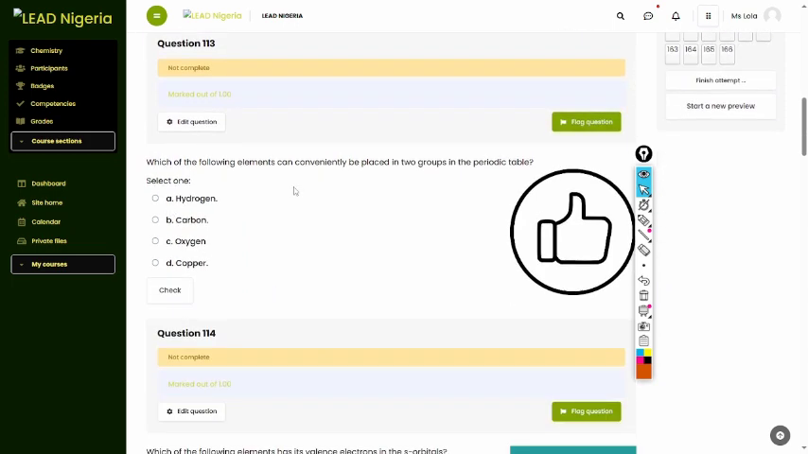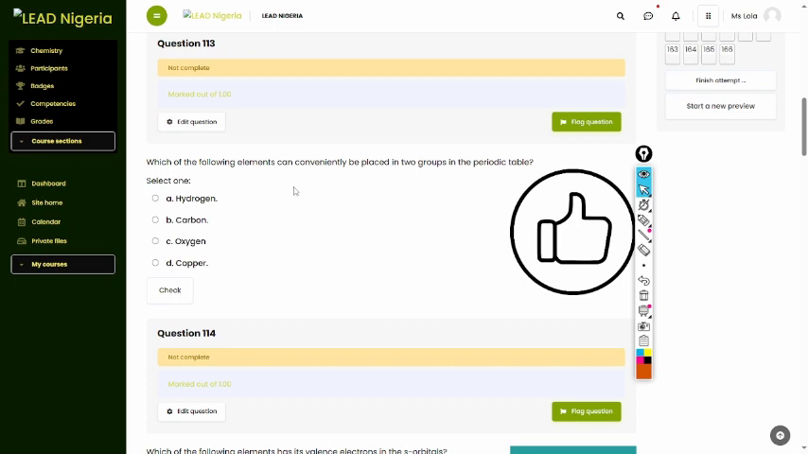Which of the following elements can conveniently be placed in 2 groups in the periodic table? The answer to that question is hydrogen. Hydrogen can be placed in both group 1 and group 7. The reason hydrogen can be placed in group 1 is because it has 1 electron in its shell, and it can lose that 1 electron to form a positive ion when it combines with non-metals.